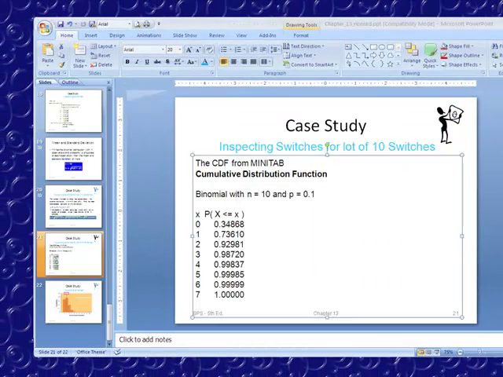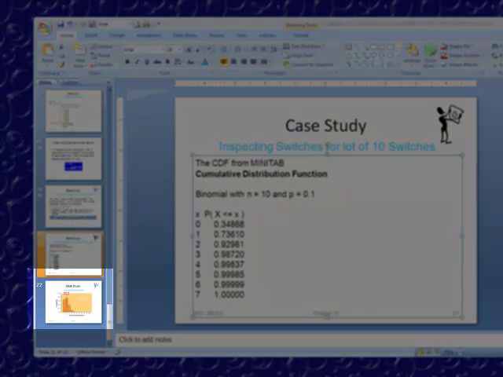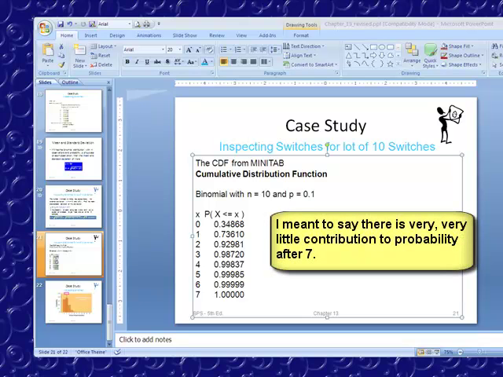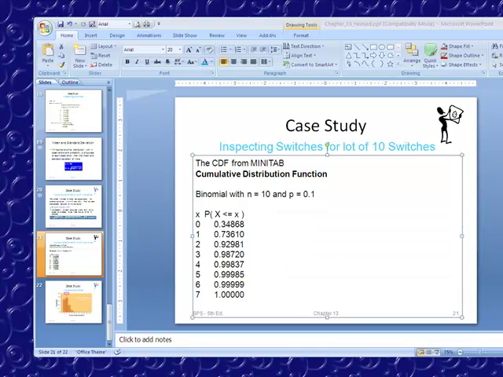Now let's look at the cumulative distribution function for the 10 switches. Now look at where it ends. It ends at 7. Now remember, there are 10 switches. It very much goes in line with the distribution we just saw. There's no contribution to probability after 8. So we don't see any probability for 8, 9, or 10 switches. The probability of having 8, 9, or 10 bad switches is so small, it's negligible in our contribution to our CDF.